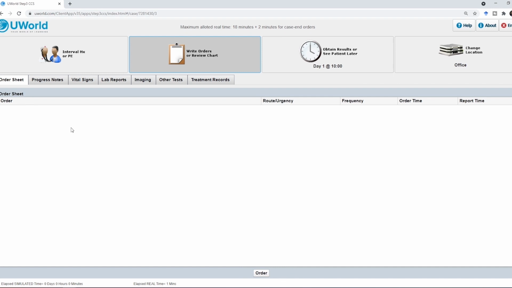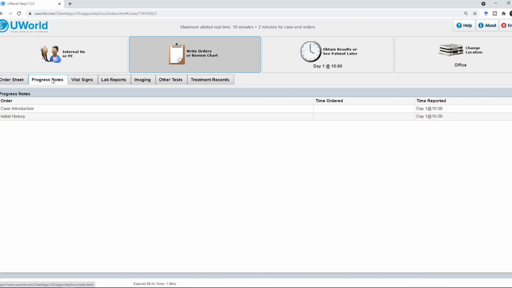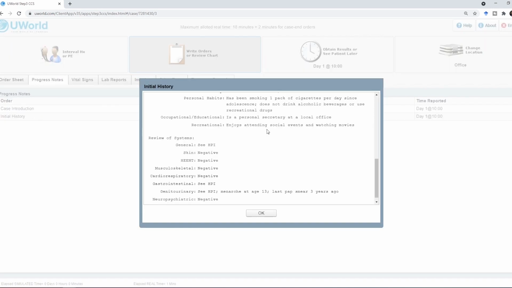If you want to see orders that you already made, you can go here under progress note, vital signs, labs, imaging, treatment records. So here, everything that you already ordered will be presented here. So for example, if you wanted to see the initial history that the patient presented with, we can go to the progress notes and click on initial history and you'll be presented with this.